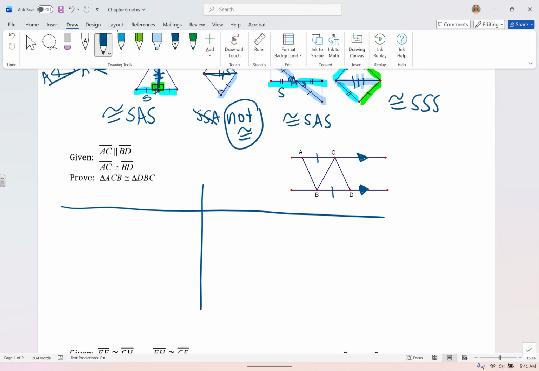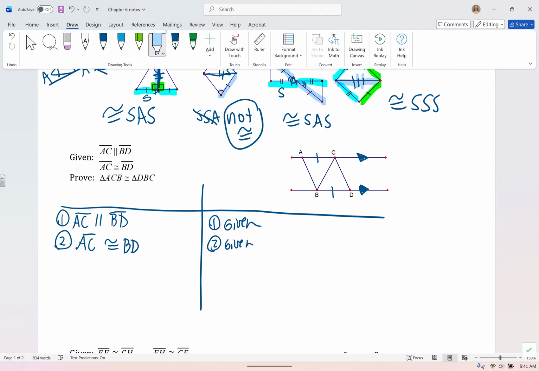So we're going to start the proof by saying that AC is parallel to BD, and that's given. And then we're going to also say that AC is congruent to BD. Okay, that's also given. So we've got a corresponding set of sides that are congruent. So we got S. You can write that to the side if you want to help you remember, but we've got a side. And then that's all we got.